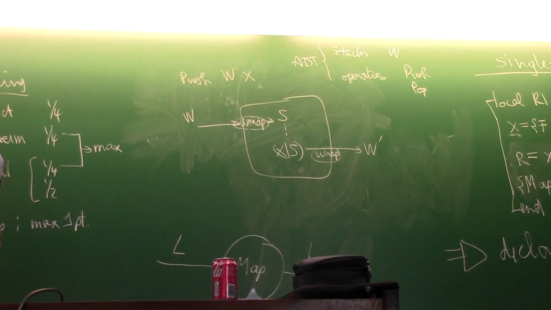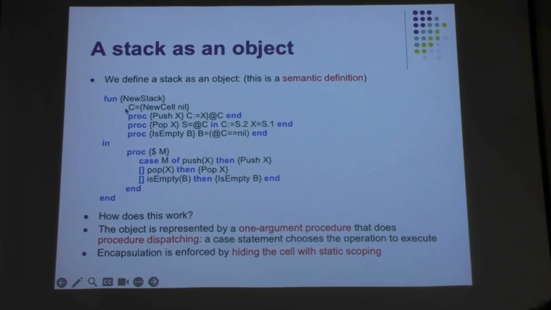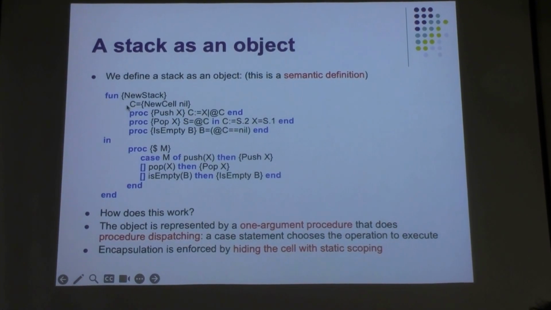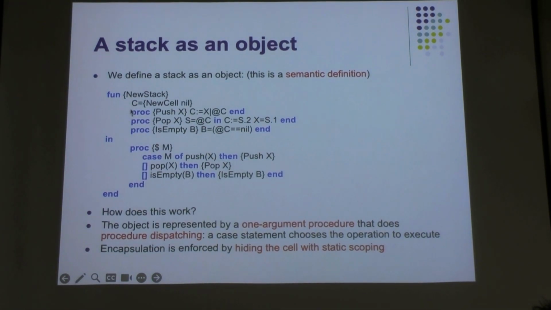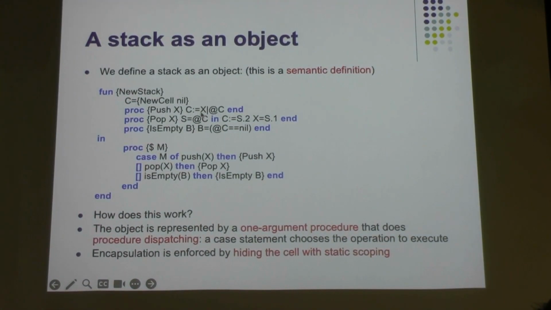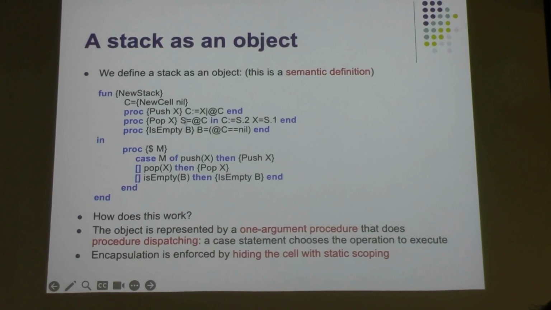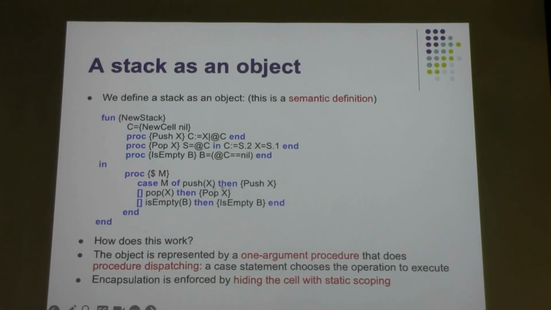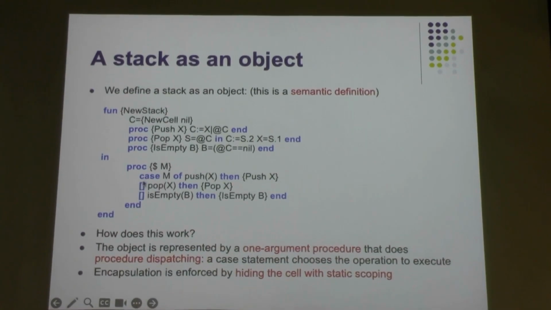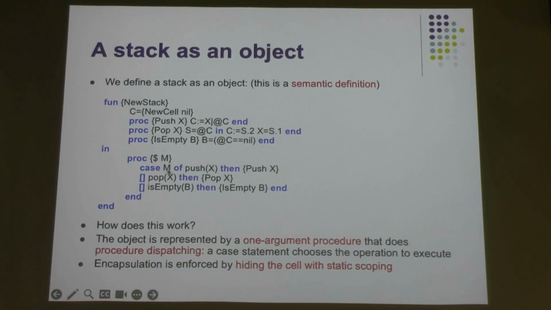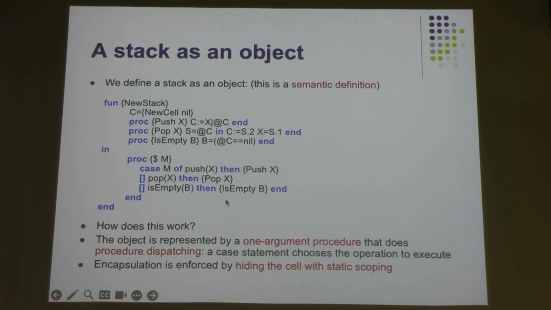So here's an example of the stack. Now I've introduced a new concept here called the cell. I'm not going to explain that right now. I'm just going to tell you that the cell is like an attribute which you can assign to, and the push function will take this cell and take the value of the cell and add x to it and make an assignment. And the object itself is then a one-argument procedure which takes a message m, and depending on the message, push, pop, or is empty, will call one of these internal functions.